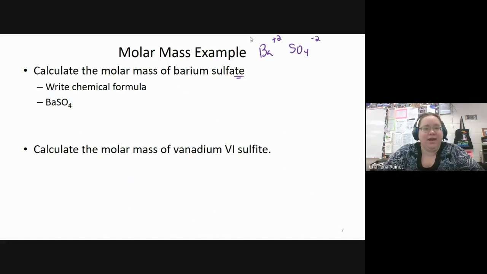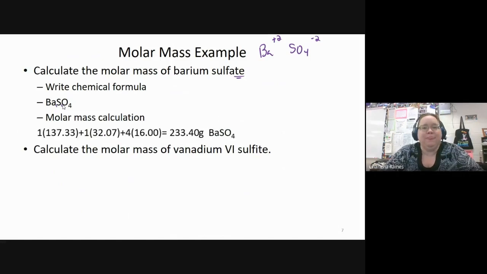So to find its molar mass, I add up 1 barium, 1 sulfur, 4 oxygens. Remember, if there's not a number here, it's an invisible 1. If you need to write that 1, you are more than welcome to. So this is one way to show the calculation for barium sulfate. It's not the only way, but no matter how you do it, using our current periodic table, you should get 233.40 grams.